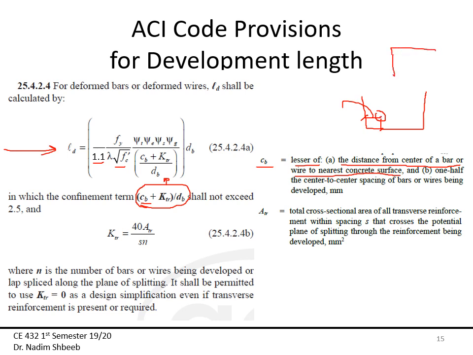If I have a top bar, same thing. The location of the bar is here. This is the center of the bar, and this is the distance that I'm talking about in part A, and this distance as well. So it's both the vertical and horizontal distance. And part B is one half the center to center spacing of bars being developed. So if there is another bar here, this is the center to center spacing, and I'm taking one half of that. Whichever is less is the one that I'm going to use as cb.